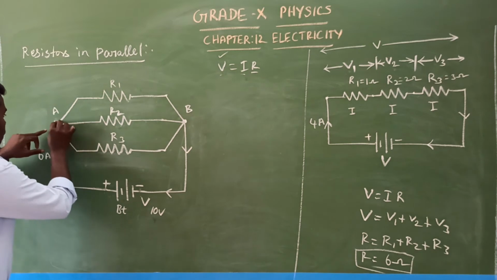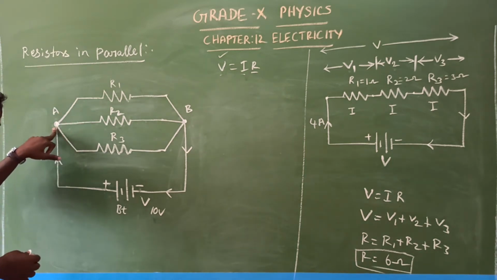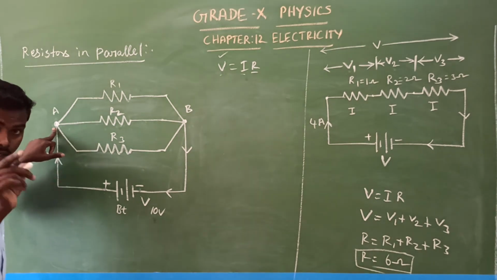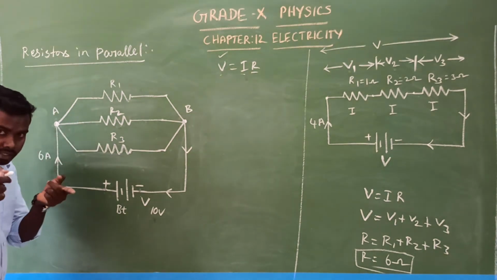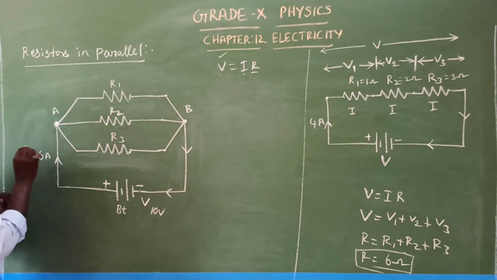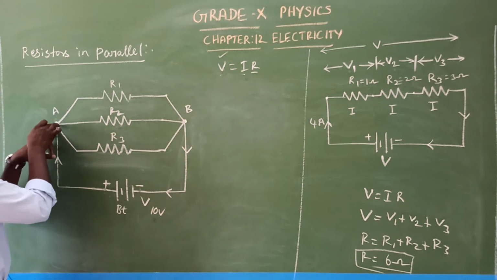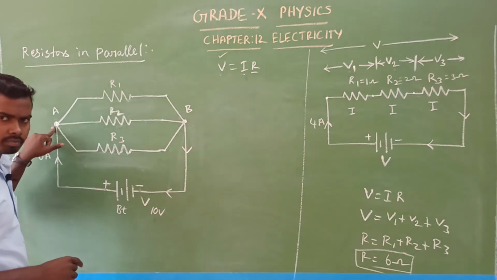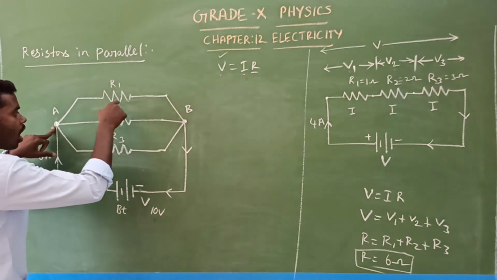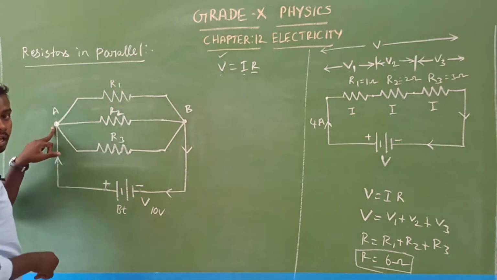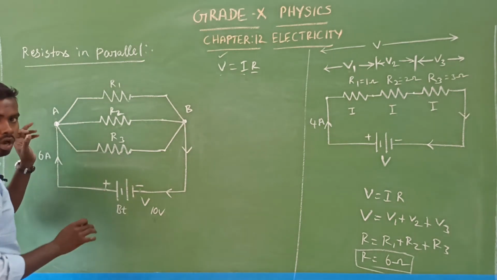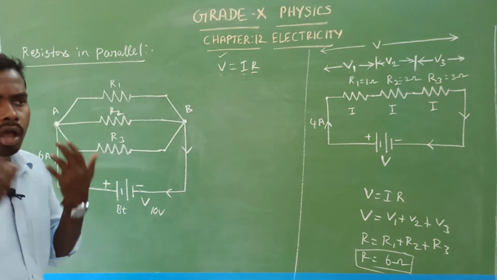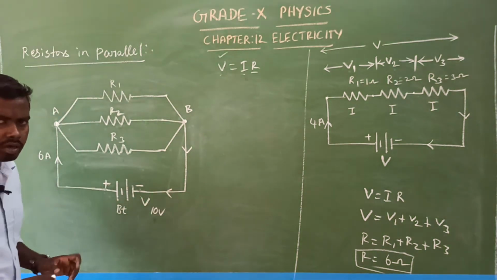Now the current comes to point A. Then what happens next, sir? Look here. Now the 6 ampere current is here at point A. But look, there are 3 paths for the current to flow, which means R1, R2 and R3 are here. Now what happens to the current, sir?